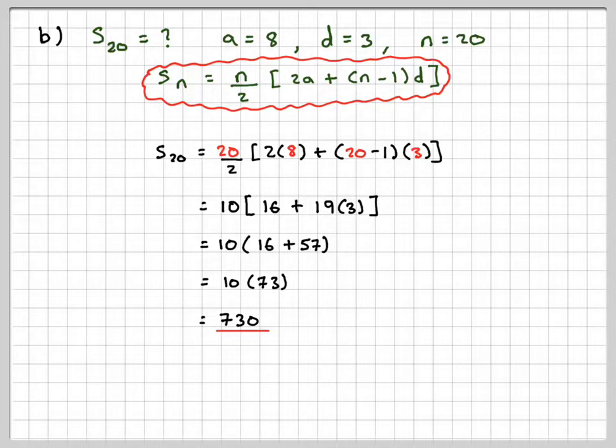So this has been a video to show you how to find the A and D when you know what two terms of an arithmetic sequence are, and then the sum of a certain number of terms of that particular sequence.